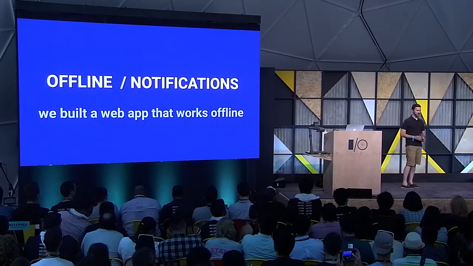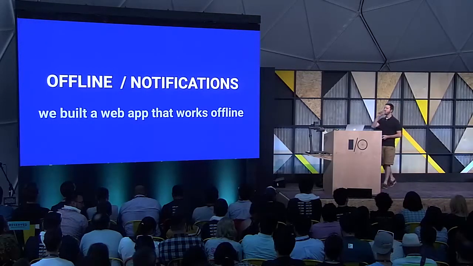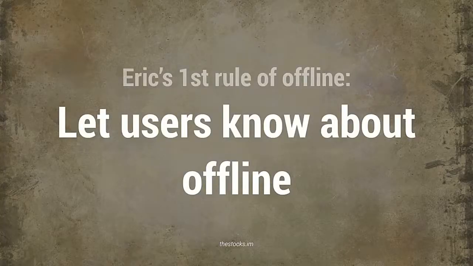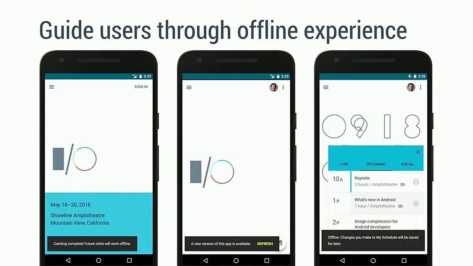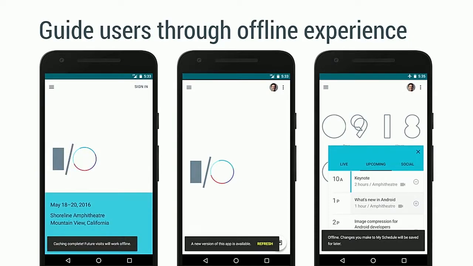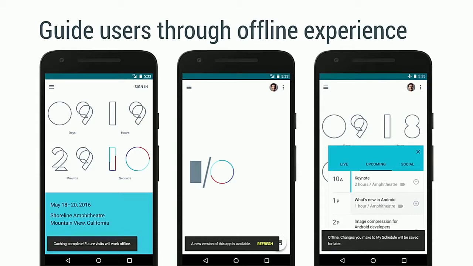The last thing I want to talk about is offline and notifications. So my first rule for offline is that you have to let users know about offline. People don't expect a web application to work offline. I know I don't. I still don't, even in 2016 when we have things like Service Worker. So we really guide users through this entire experience about being offline. When you first come to our site, the left image here shows you that we show a little toast that says, hey, caching is complete. Future visits will work offline. So we immediately let the user know, hey, we got you covered. This thing's going to work offline. We spent the time to make this thing work great offline.